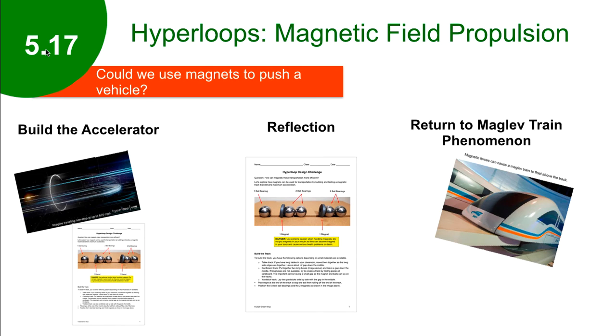In lesson 5.17, we ask, could we use magnets to push a vehicle? We watch a video about an innovative and experimental transportation technology called a Hyperloop that uses magnets to push it along its path. Students then build and test magnetic accelerators using the instructions in a handout. They share out their different variations that they created and show the data that they graphed. Students end by revisiting the maglev train phenomenon. How do magnets help it move more efficiently?